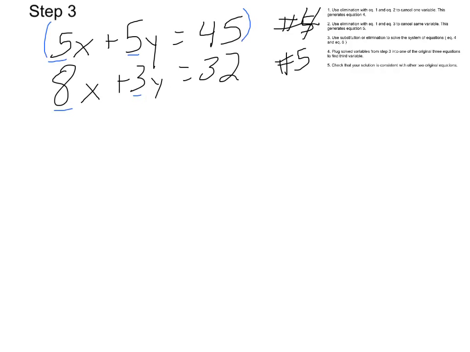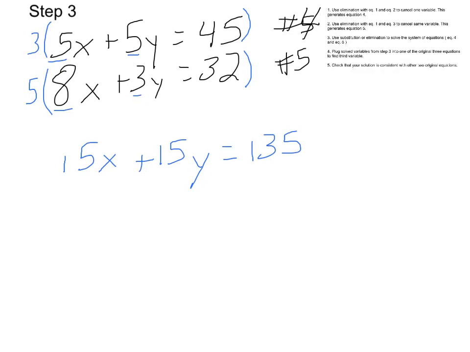I will choose to multiply the top equation by 3, and I'm going to multiply the bottom one by 5. What that does for us is it makes us have 15x plus 15y equals 135, and the bottom equation gives us 40x plus 15y is equal to 160.